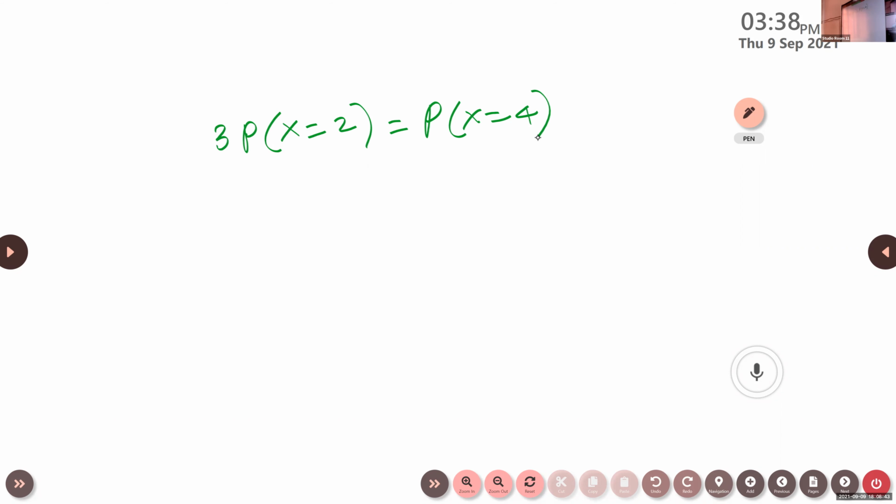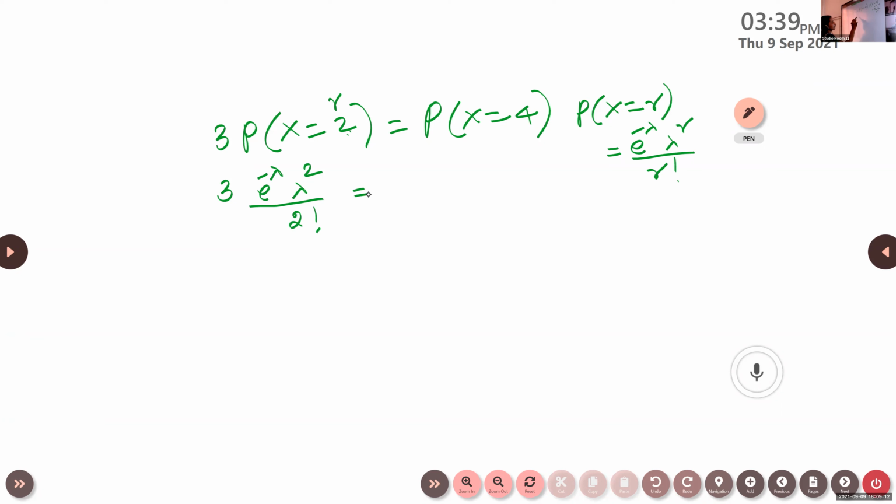Okay, it is a Poisson distribution. So first you write the formula for Poisson distribution. P of x is equal to r means e raised to minus lambda, lambda raised to r by r factorial. So when you put P of x is equal to 2, here it is the value of r, isn't it? So 3 into e raised to minus lambda, lambda raised to 2 by 2 factorial is equal to e raised to minus lambda, lambda raised to 4 by 4 factorial. Is it correct, children? Up to that, is it okay?